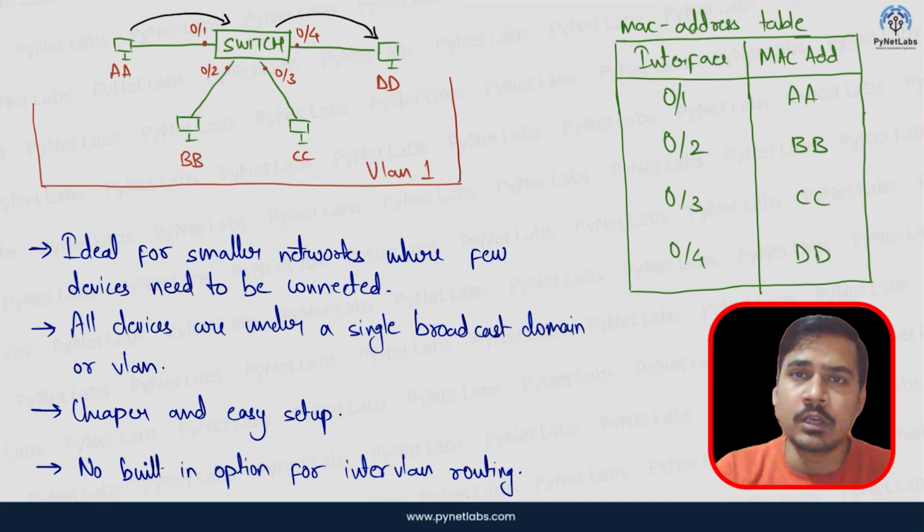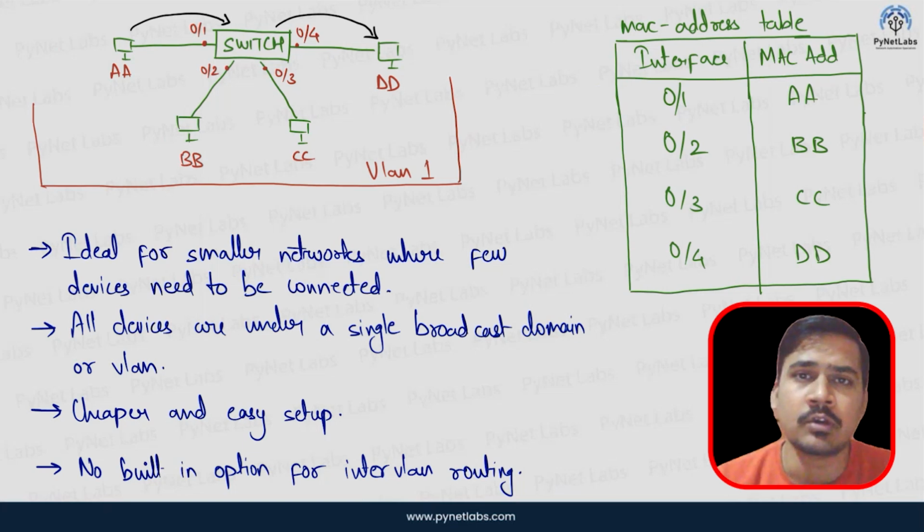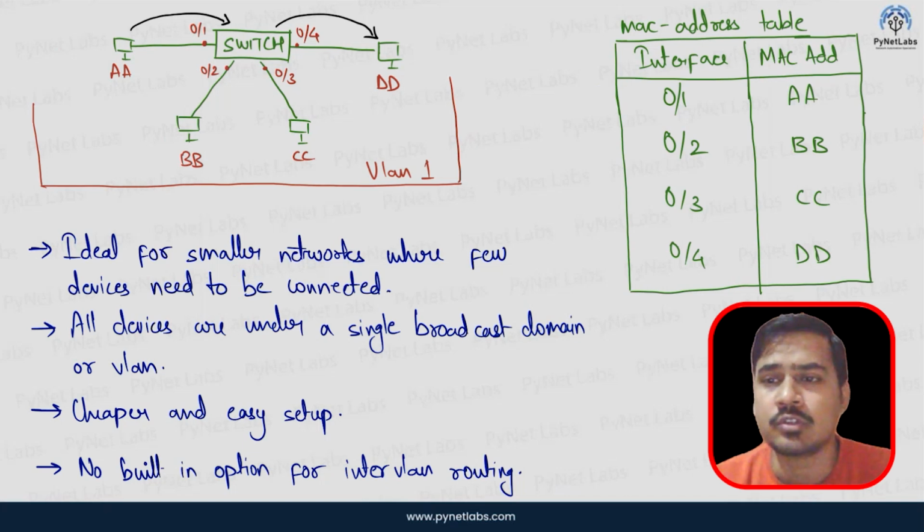Now, a layer 2 switch is generally optimal for smaller networks. Suppose you are working in a single VLAN, connecting 4, 5, 10, or 20 devices together. In those kinds of networks, the layer 2 switch is very ideal.